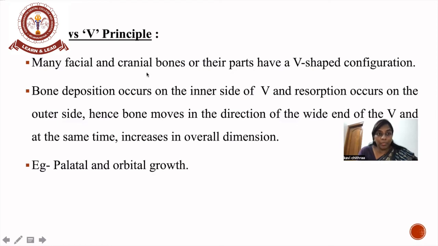So now we move on to Enlow's V principle, which I mentioned before. There are many facial and cranial bones in the head and neck region which have a V-shaped configuration. So it's an inverted V, where on the outer aspect there is resorption, and on the inner aspect there is bony deposition. So this causes widening of the V. That is how the mandible develops. That's how the maxilla also develops, which is mainly the palate.